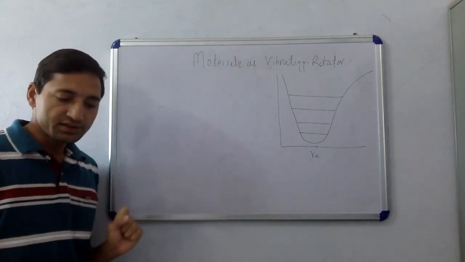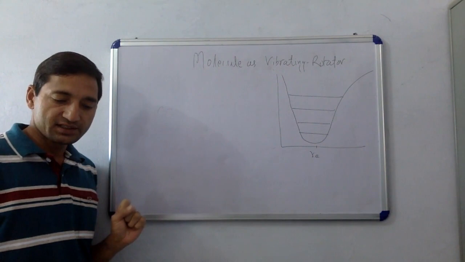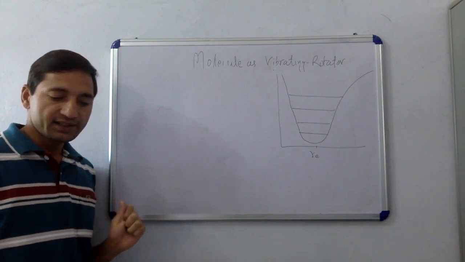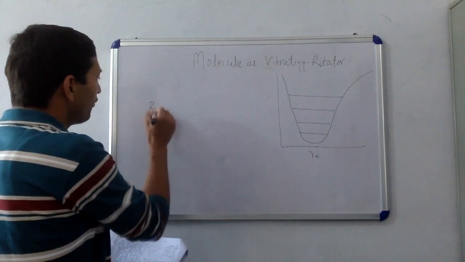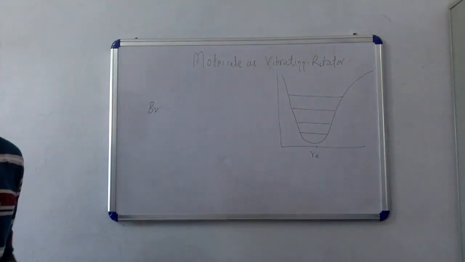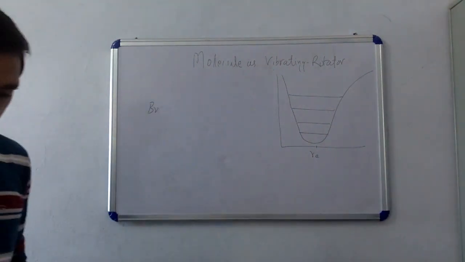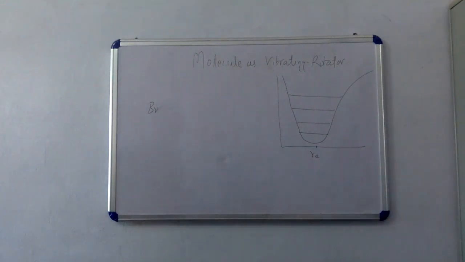Therefore, the rotational constant associated with the vibrational state nu is written as B_nu. So we'll be defining this B_nu for the vibrational level.